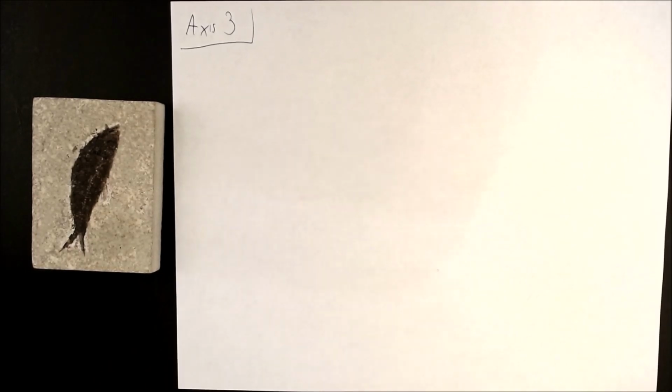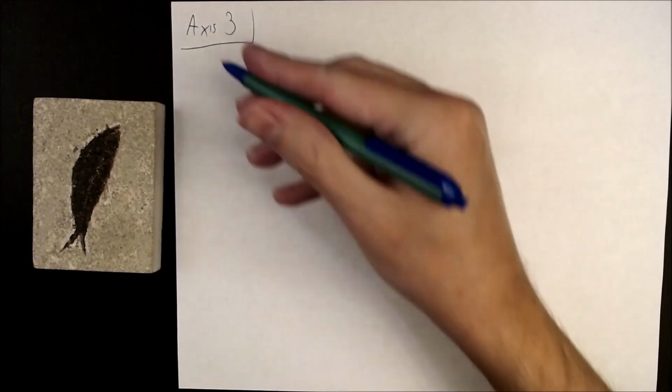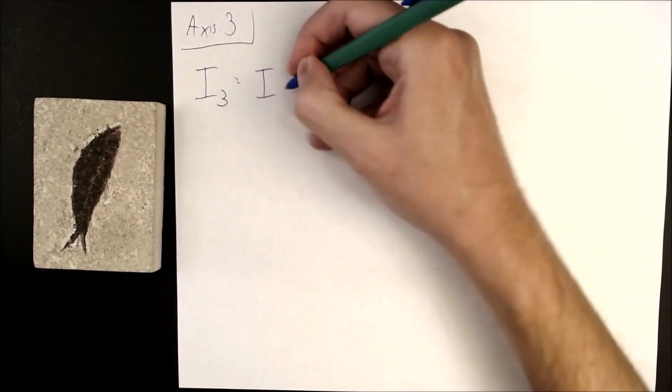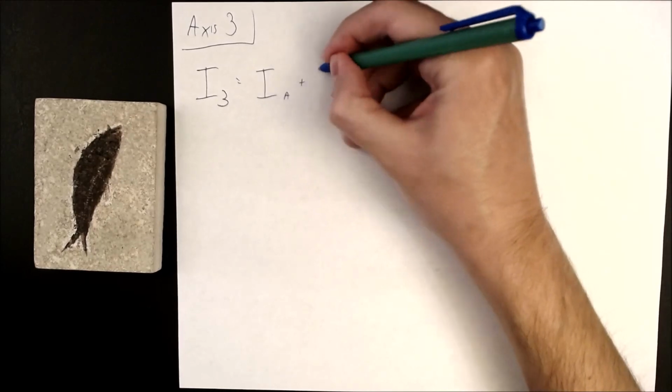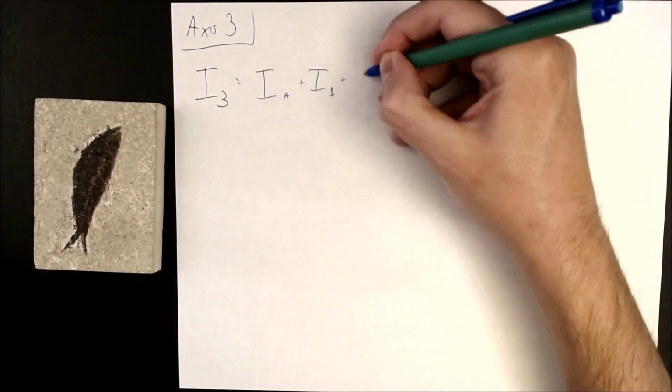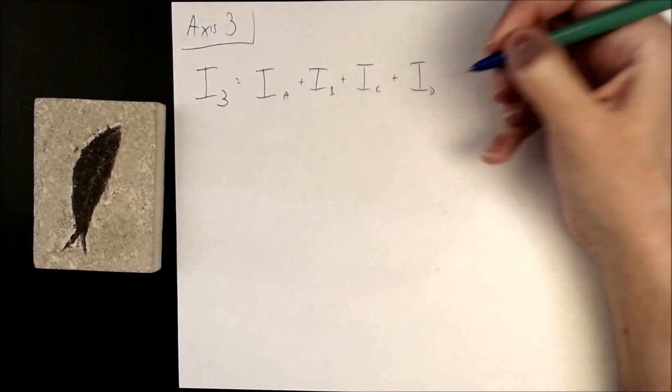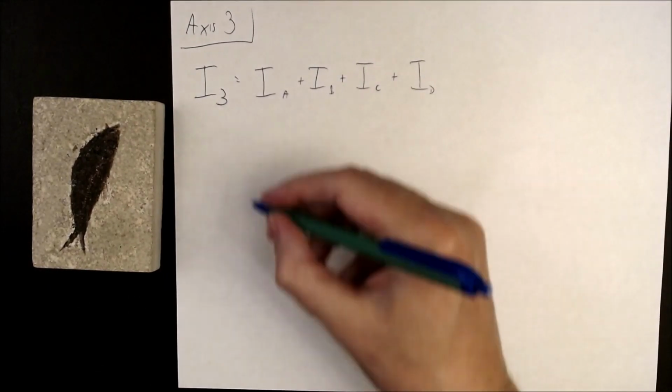If we can figure out the moment of inertia through that axis, we can figure out how difficult it's going to be to rotate through that axis. The moment of inertia around axis 3 is going to be the moment of inertia of A around axis 3 plus the moment of inertia of B around axis 3 plus the moment of inertia of C around axis 3 plus the moment of inertia of D around axis 3.